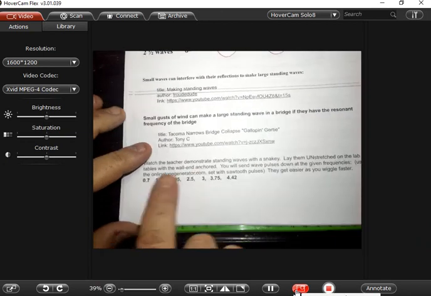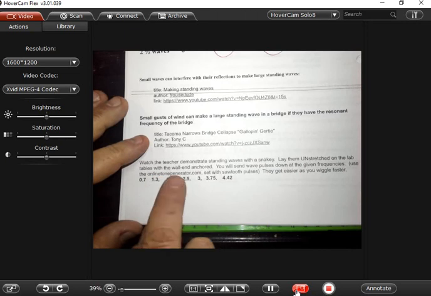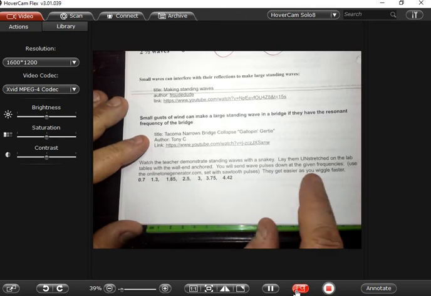Watch the teacher demonstrate standing waves with a snaky. Lay them unstretched on the lab tables with the wall end anchored. You will send wave pulses down at the given frequencies. Use the online generator to set it up.